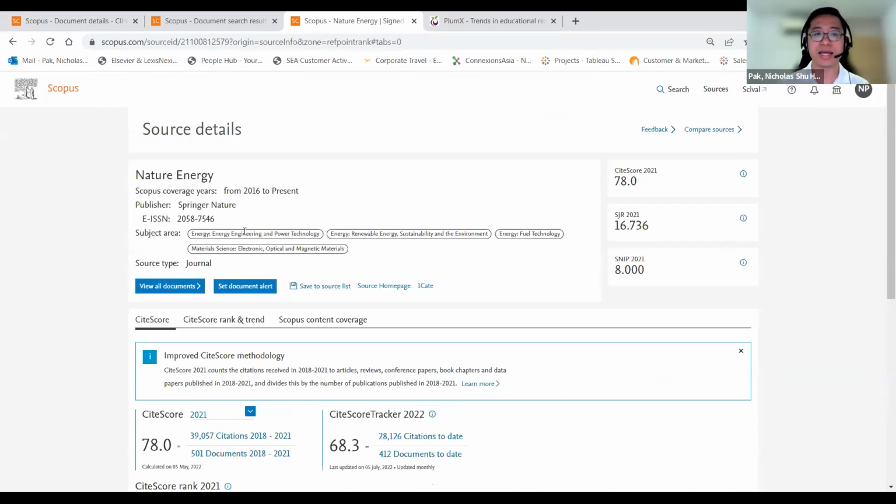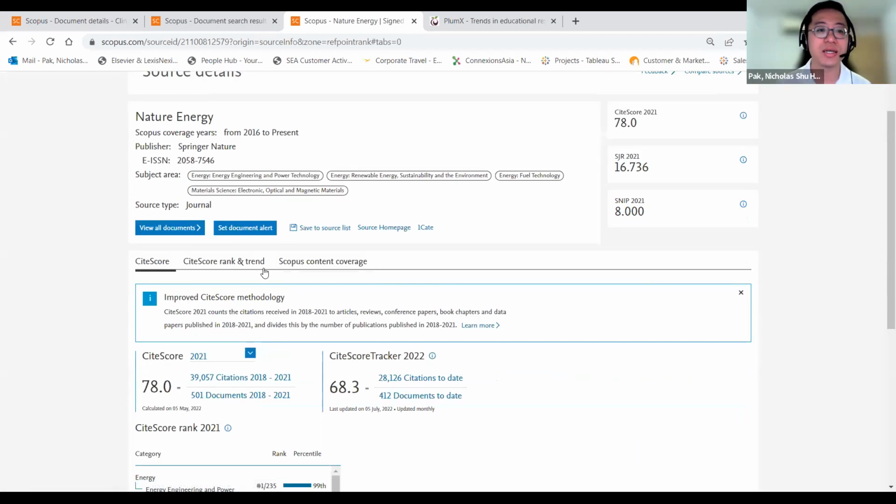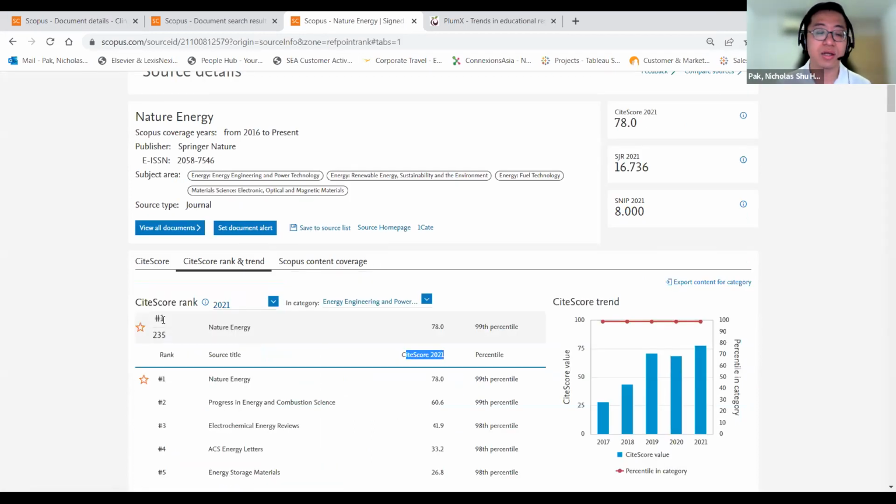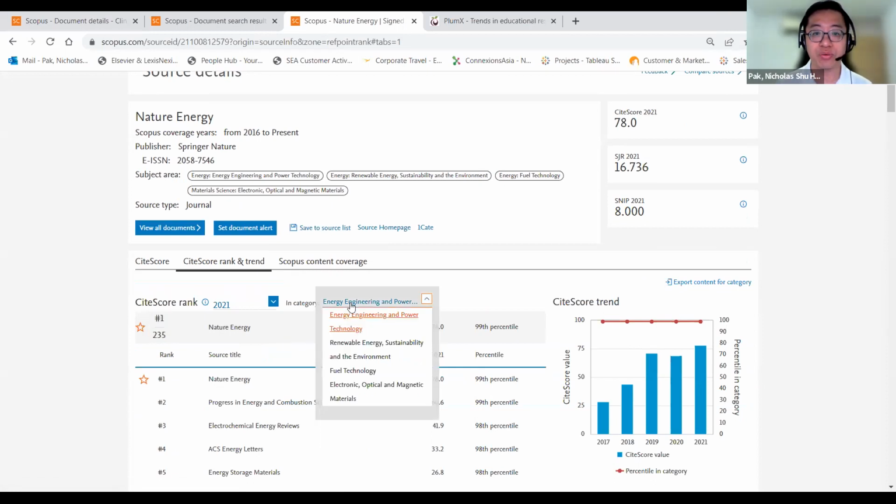And then with all the subject areas, what we do is we compare the CiteScore from the journals within the subject areas so that we're comparing apples to apples and oranges to oranges. In this case, we can see that there are 235 journals within energy engineering and power technology. Based on the CiteScore, Nature Energy is ranked #1 out of the 235 journals there. So hopefully this answers your question.